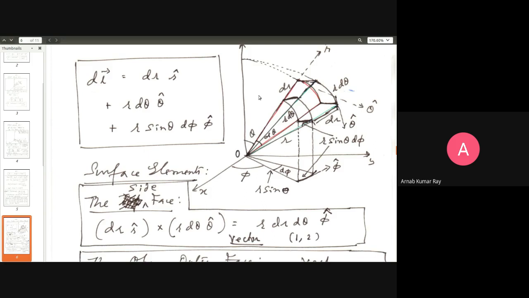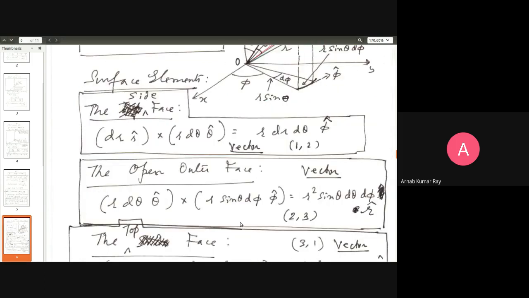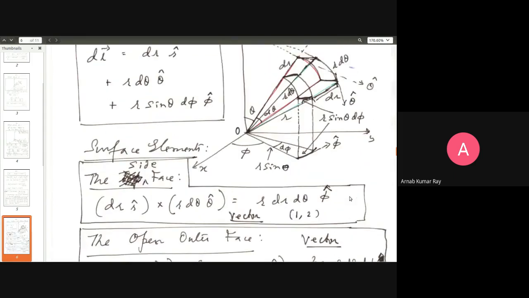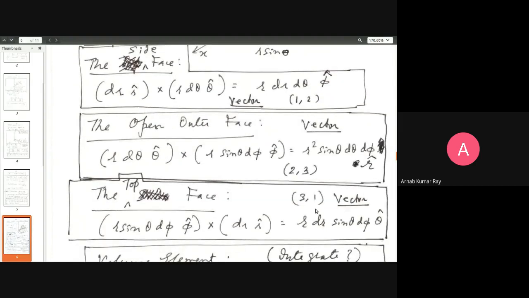So you shall have to integrate this over this area element. Remember, area element means that there will only be 2 Ds. If it's a volume element, it will have 3 Ds. And you should be able to see for yourselves that this area element, when you integrate over the full spherical surface, shall give you 4 pi r squared, which is the total surface area of a sphere. Anyway, we shall do that in detail soon.